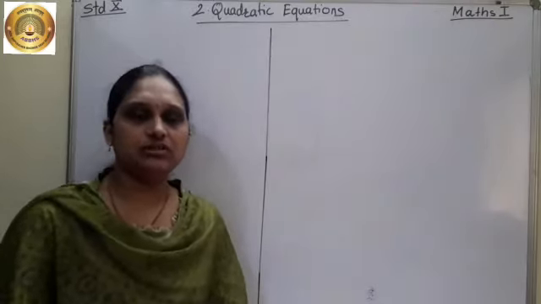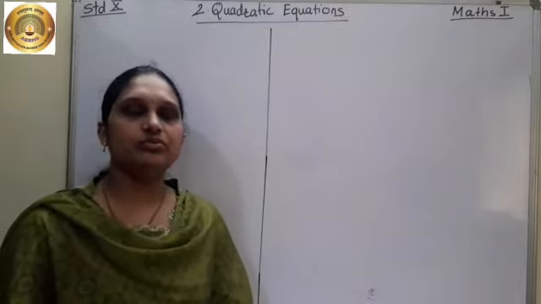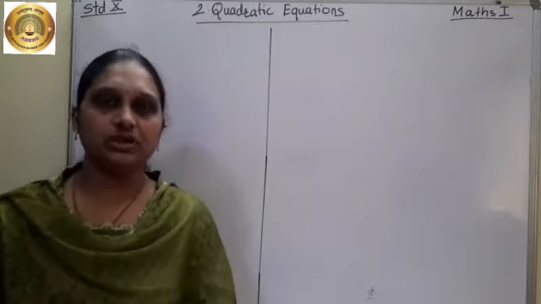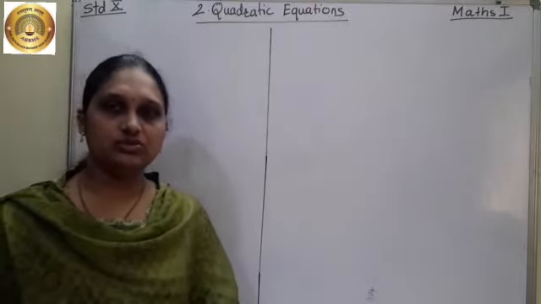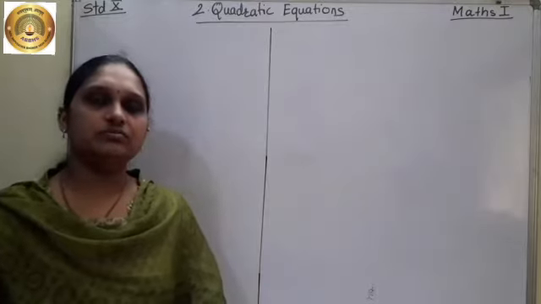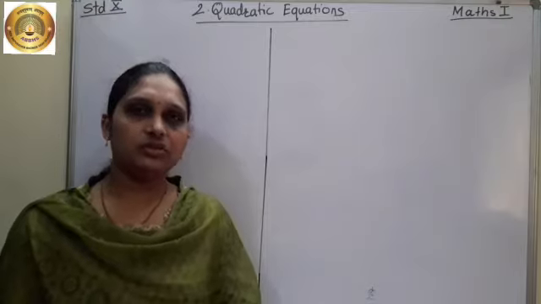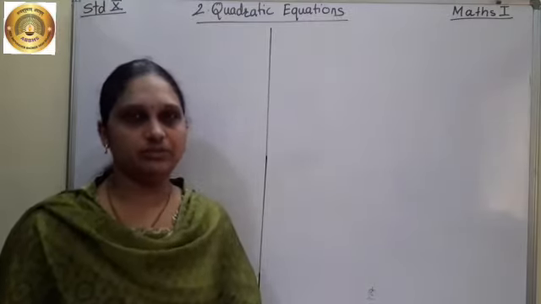For quadratic equation, we have studied polynomials last year. So you must remember that in polynomials we have studied monomial, binomial, trinomial and the polynomial. And also we have studied the degree of the polynomials, if the degree is 1, degree is 2, degree is 3. Like that way we have seen the polynomials last year. Now continuing from this polynomial, we will study about the quadratic equation.